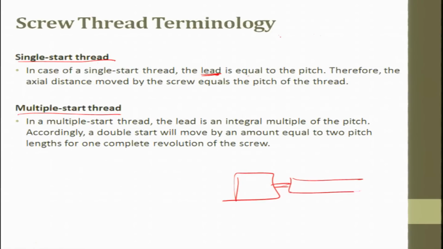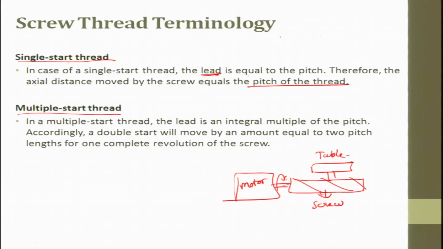For example, if you attach a motor and then you attach a screw to it, the motor rotates, and this is the screw, and on top of it you have a table which is attached. Now, for what rotation of this table will the screw advance or the table move? So, this is the lead: for one rotation, what is the lead? It is equal to the pitch. Therefore, the axial distance moved by the screw is equal to the pitch of the thread.